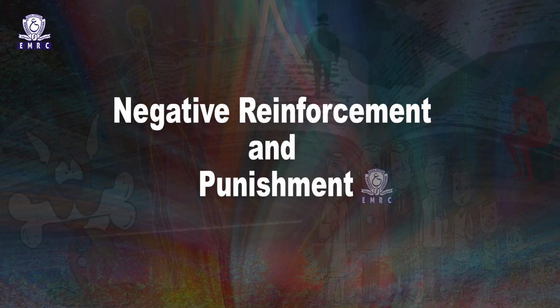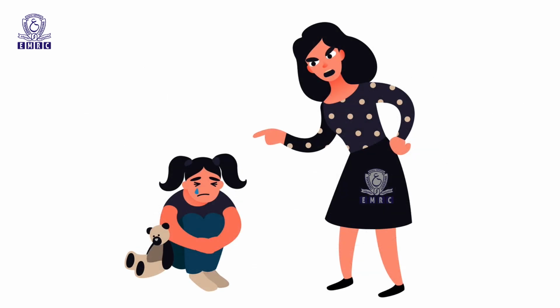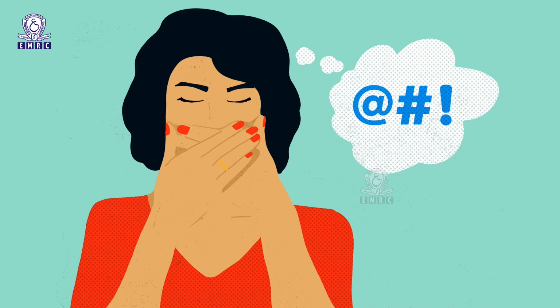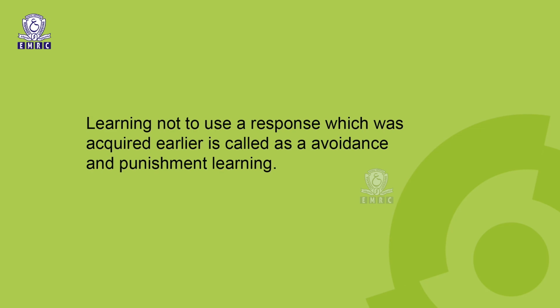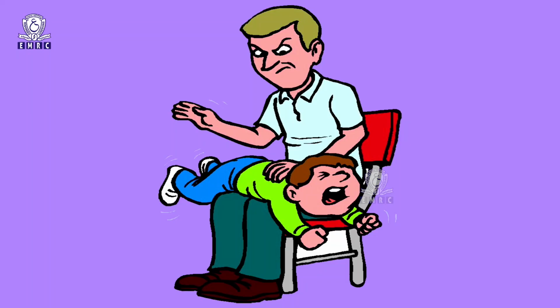Negative reinforcement involves the termination of an unpleasant situation, while punishment involves causing an unpleasant condition in an attempt to eliminate undesirable behavior. But negative reinforcement and punishment are not one and the same. Avoidance is learning not to use a response which was acquired earlier. It is also termed punishment learning, but here the response is deliberately avoided, that is avoidance learning, but not punishment. Punishment means learning as a result of punishment. It is a deliberate attempt to reduce the frequency of occurrence of an undesirable response.